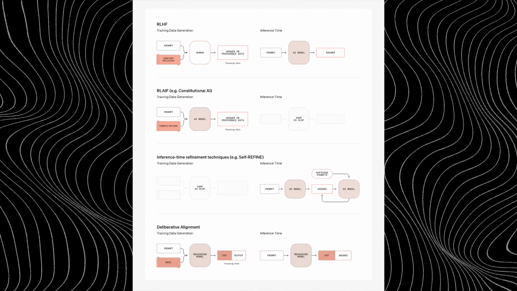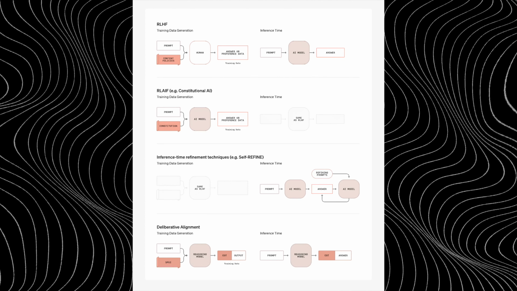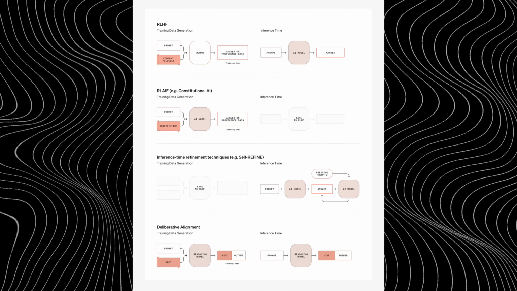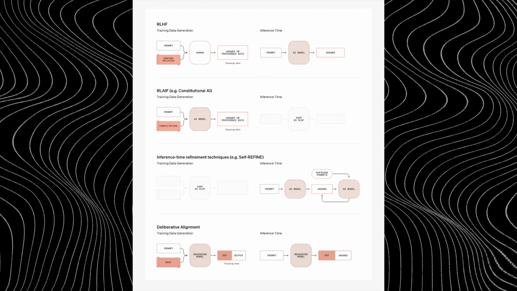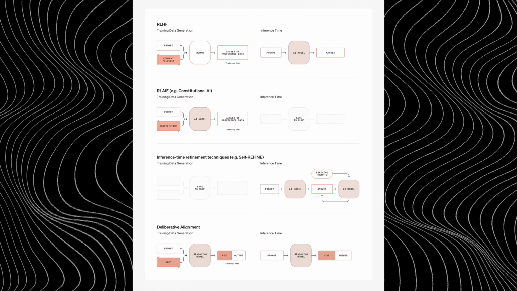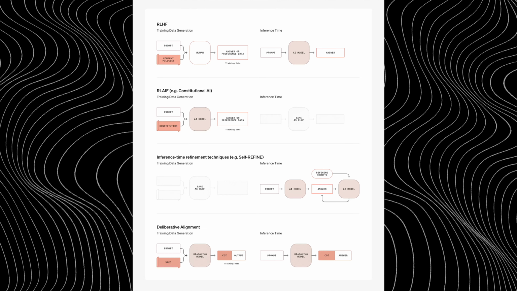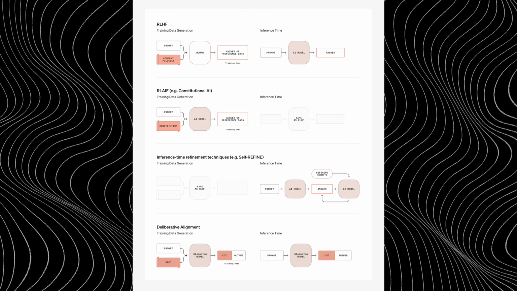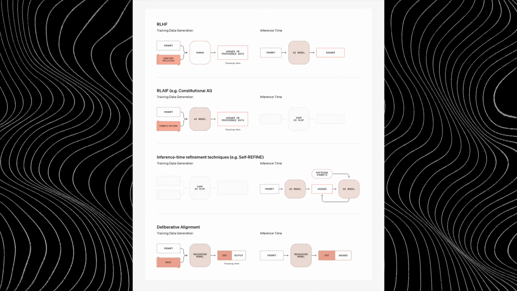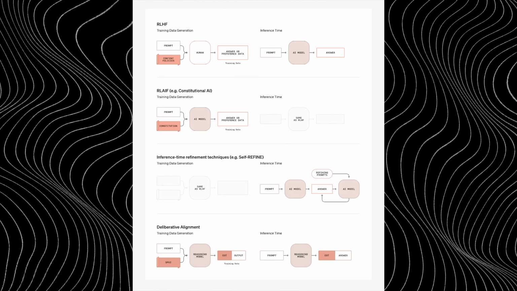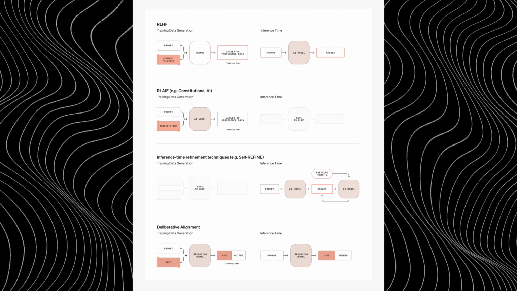During inference, works similarly to RLHF, but the rules are predefined through the constitution. Features. Reduces reliance on human intervention. Uses artificial intelligence for analysis and improvement. Inference time refinement techniques, e.g., self-refine, training process, similar to RLHF. During inference, the model generates an initial response. The response is then refined through additional prompts, refining prompts, that are sent back to the model for further improvement.